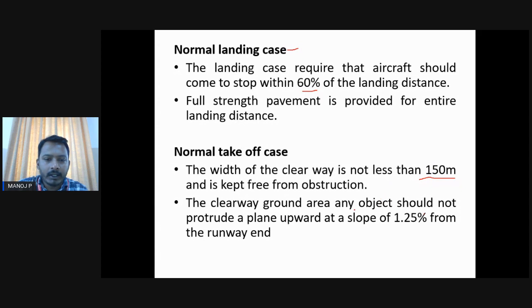Okay, and the clearway ground area: any object should not protrude above a plane sloping upward at 1.25% from the runway end. That means at the end of the runway, there should not be any object protruding through the 1.25 percent slope.